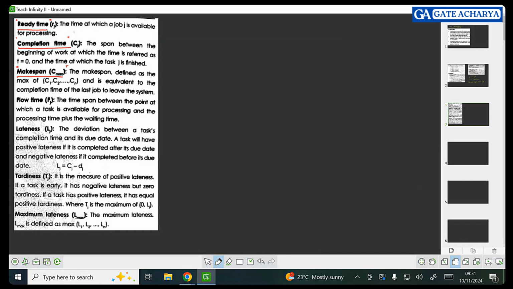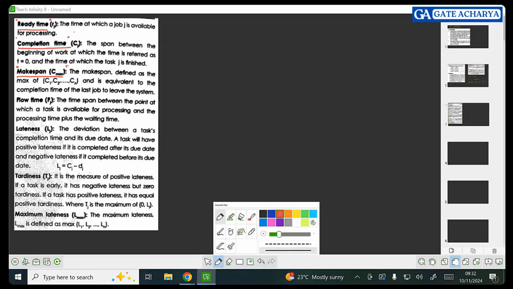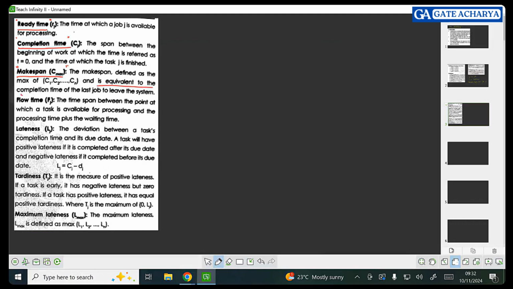So, first come first serve. The first job will finish, the second job will finish, the third job will finish, and the fourth job will finish. But what is the last job to leave the system? That comes under make span. The make span is defined as the maximum, and it is equivalent to the completion time of the last job to leave the system. That is called make span. Sometimes they ask you to calculate this. All right, so these are all the terminology.